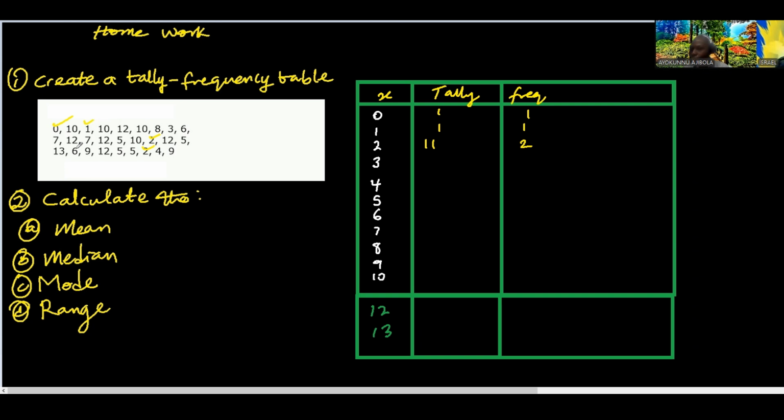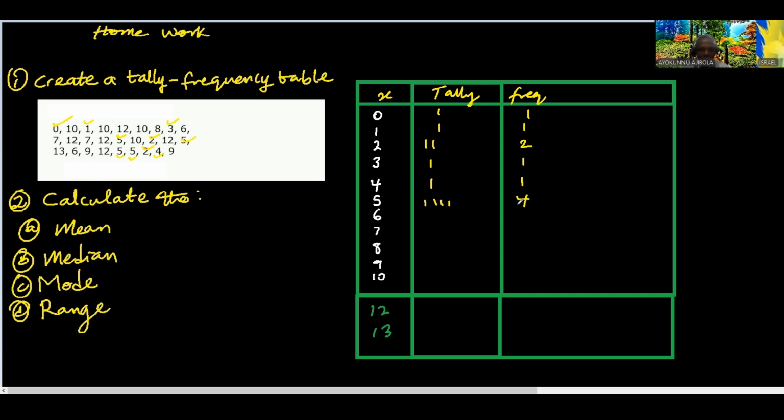Then how many threes can I see there? Only one, right? How many fours can I see there? Only one, right? So how many fives can I see there? We have four fives. So that is one, two, three, four.